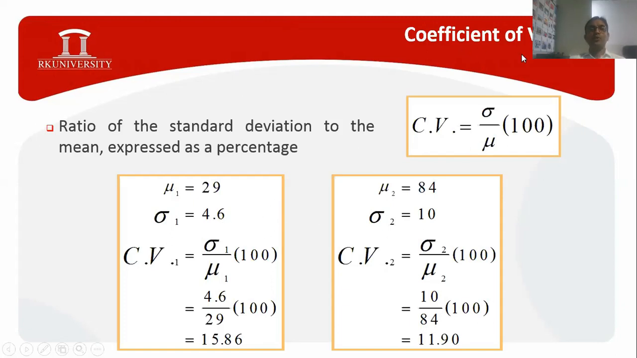So this is a usage where we can use coefficient of variation when we are dealing with data which came in from two different populations and the values of mean and standard deviation vary too much in nature.